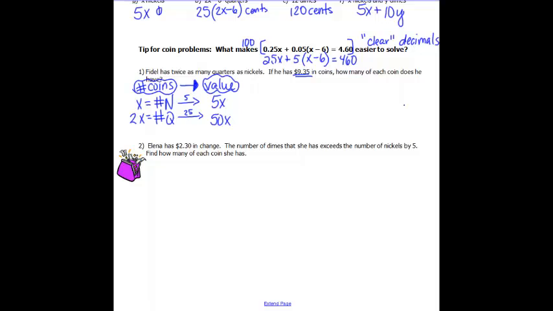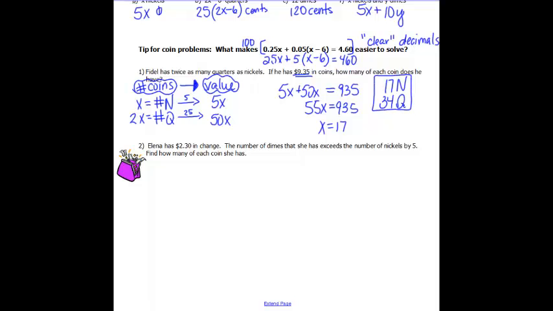$9.35 is 935 cents altogether. I'm going to have the value of my nickels plus the value of my quarters equal to 935. 55x equals 935. And if you divide 935 by 55, you get 17. Now pay attention because I want to show you how you check these. I would have 17 nickels and 34 quarters. Now notice I'm not putting this over with my let statement, and you'll see why.